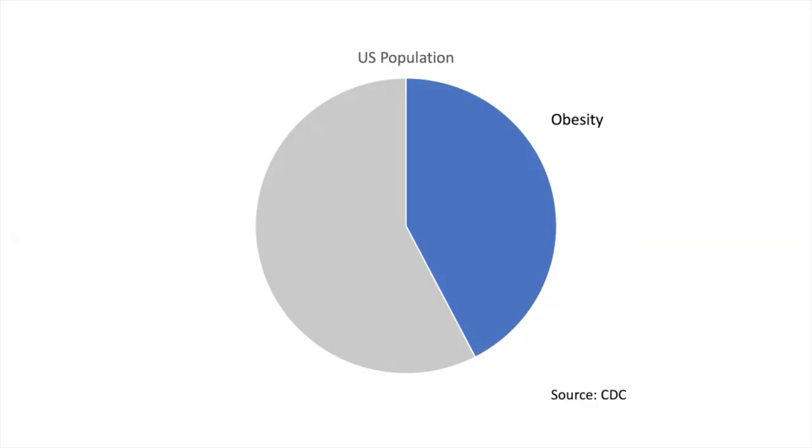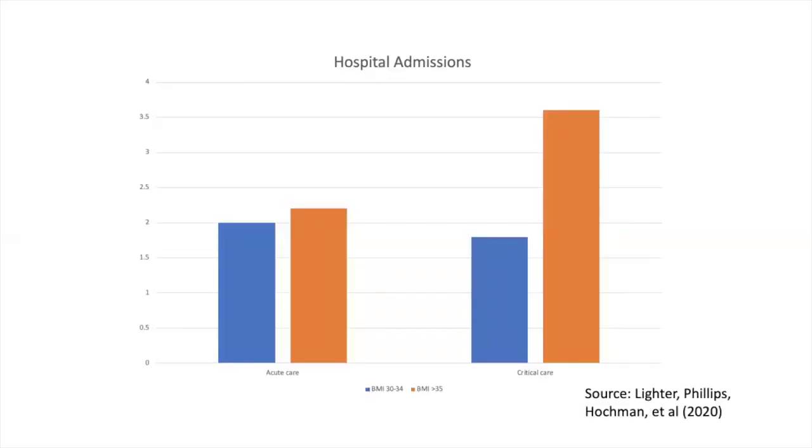42% of US adults have obesity. While there is not yet data from the US on the proportion of COVID-19 related deaths where the patient had obesity, one study from New York City found that among the under 60 population, patients with a BMI between 30 and 34 were 2 and 1.8 times more likely to need acute and critical care, and patients with a BMI above 35 were 2.2 and 3.6 times more likely to need acute and critical care, compared to patients with a BMI below 30 and under 60 years old.